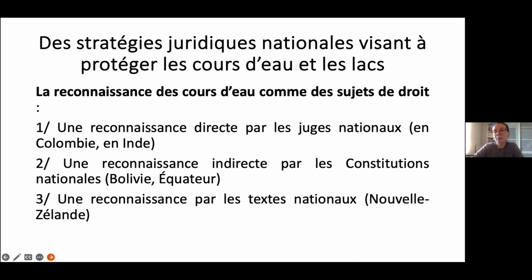In other words, if states don't manage to sign any treaties to protect an international watercourse, there are other strategies that can be implemented. And among these strategies, there is the recognition of watercourses as subjects of law. So this is the idea of imposing on the state, a state that is not doing its job and protecting the river. So it's a way of encouraging the state to act in favor of the protection of the watercourse. So this recognition can be direct.